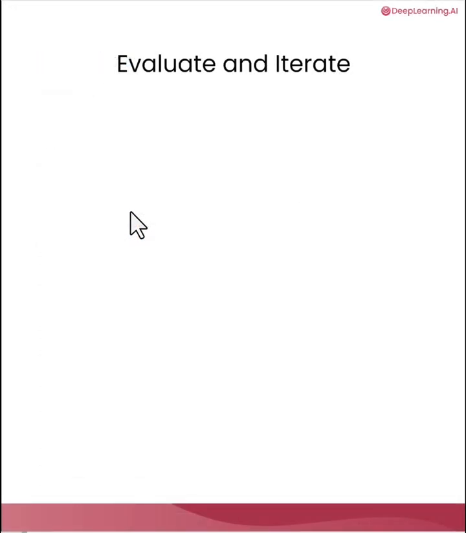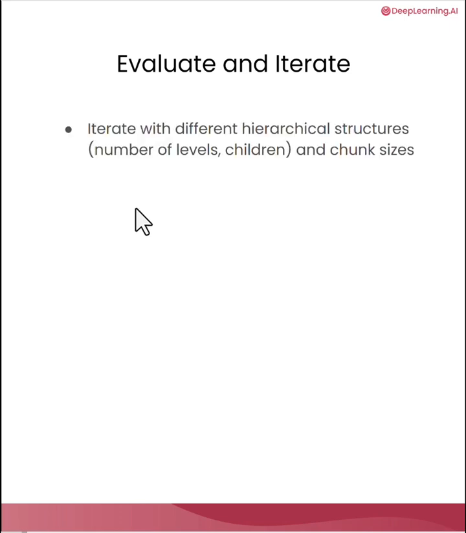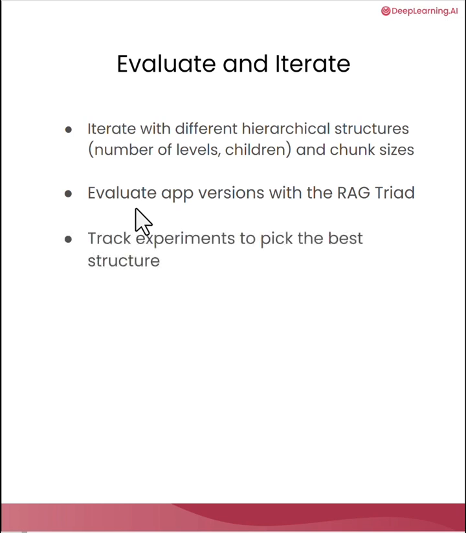Let me now summarize some of the key takeaways from lesson 4. We walked you through an approach to evaluate and iterate with the auto retrieval advanced RAG technique. And in particular, we showed you how to iterate with different hierarchical structures, the number of levels, the number of child nodes, and chunk sizes. And for these different app versions, you could evaluate them with the RAG triad and track experiments to pick the best structure for your use case.